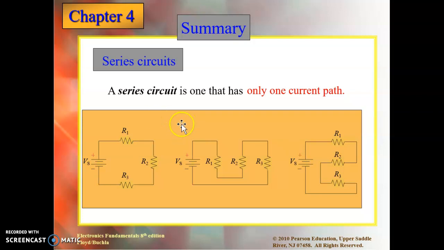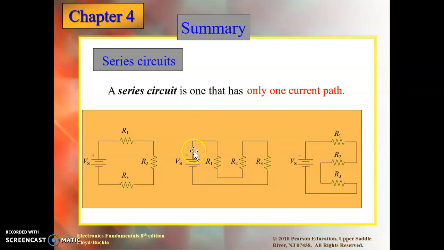So let's see. This resistor comes here. This is terminal 1. This is terminal 2. So let's check. Resistors R1 and R2 are only connected at terminal 1. Terminal 2 of R1 is connected to the source. The terminal 2 of R2 is connected to R3. So they satisfy that criteria.